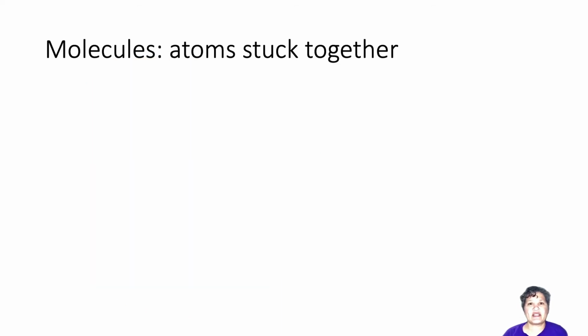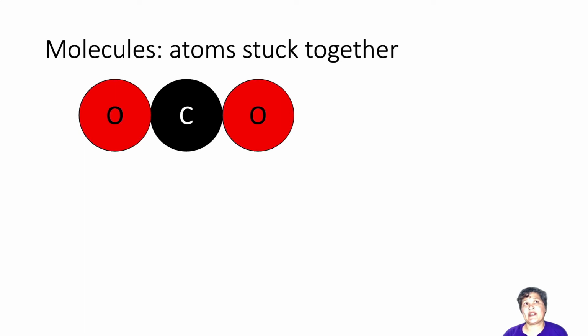So now let's get to molecules. Molecules, again, are two or more atoms stuck together. One we talk about a lot in class is carbon dioxide. I often show it this way on my slides, where we have the carbon atom in the middle and the oxygen atoms stuck directly to the sides of the carbon atom.